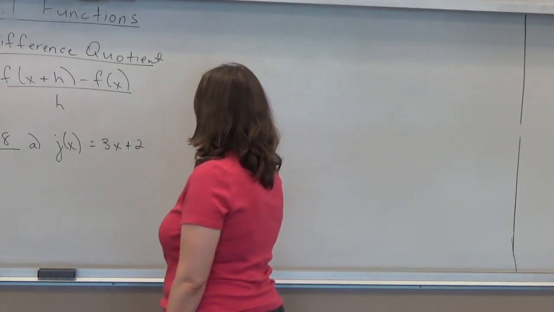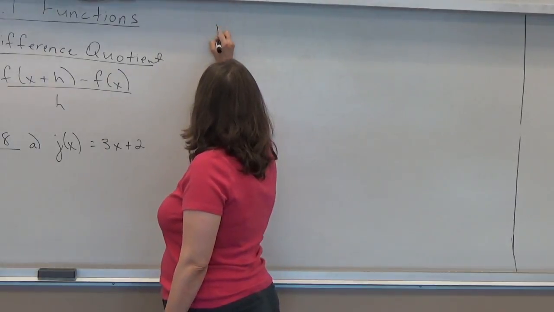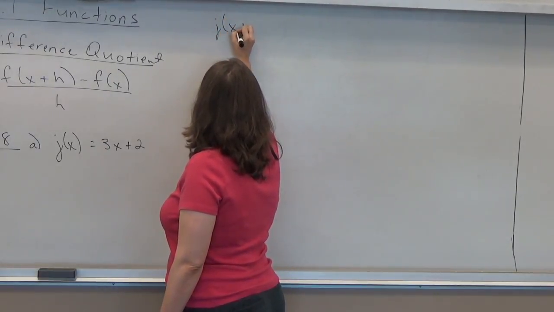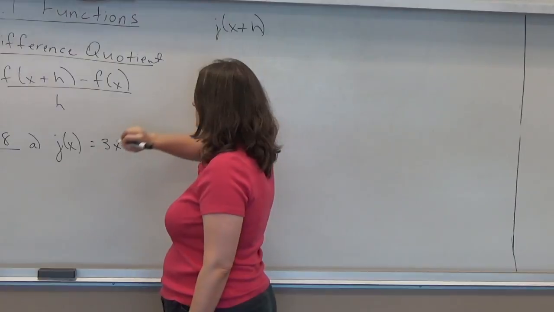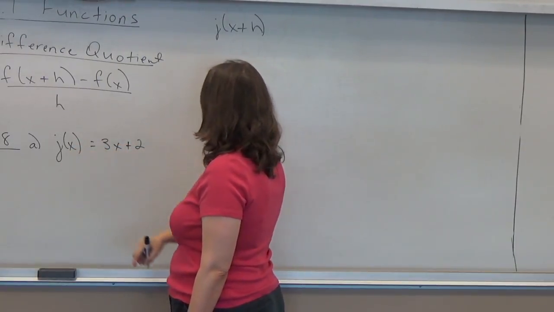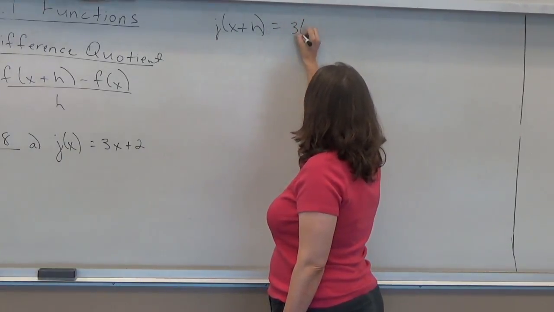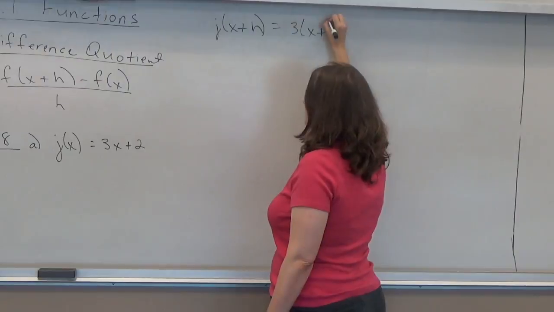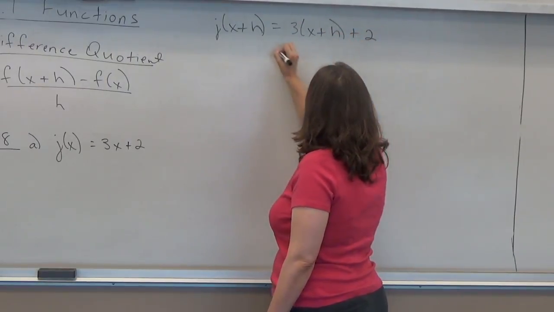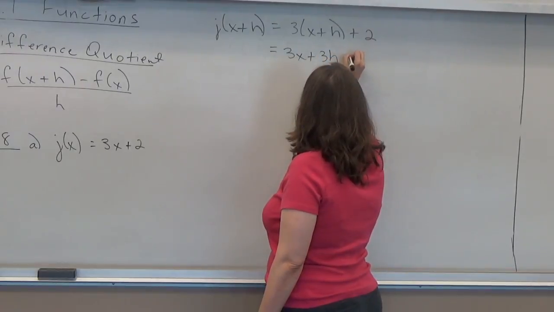So go ahead and let's do j of x plus h first. You just need to go to your original function and substitute x with x plus h. That's going to give us 3 times x plus h plus 2, which is 3x plus 3h plus 2.